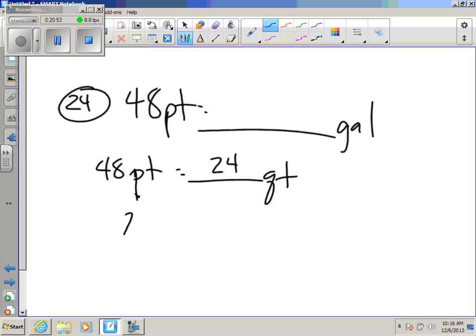Now, I'm going to convert 24 quarts to gallons. 4 quarts in a gallon, divide by 4, would be 6.